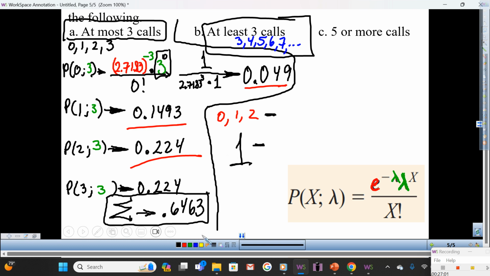Let's see. Jaden's got it. What you got, Jaden? 0.5777? So it's 0.5? 0.57775. All right, so 0.5777.